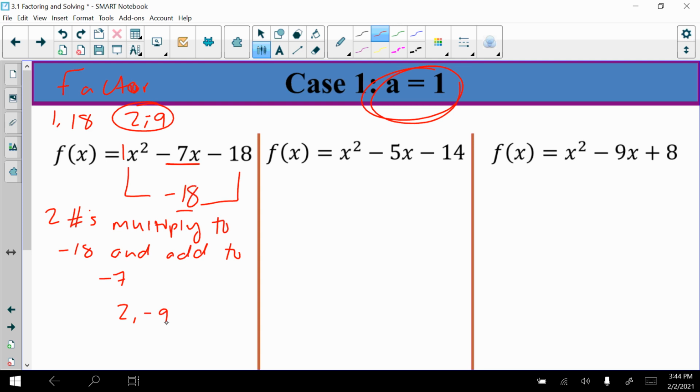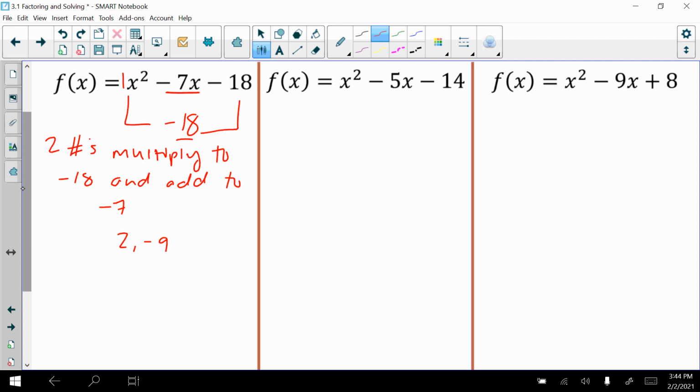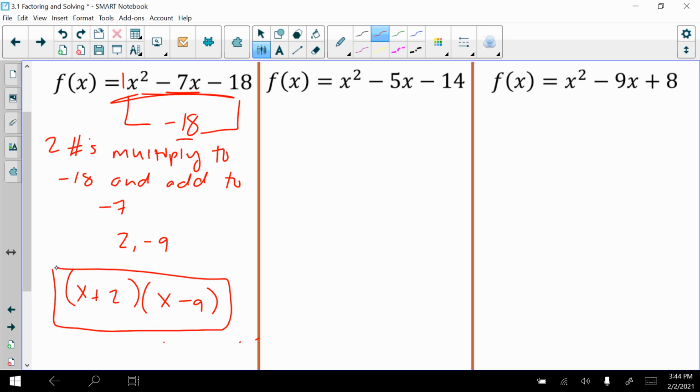All right? Once I get my two numbers, and this only applies for the easy case when A is 1, I am just going to rewrite my initial equation as two terms being multiplied together. It's going to be x plus my first number, 2, and x plus my second number. Since it's a minus 9, I know it's just going to be x plus negative 9, which is the same thing as x minus 9. And this is where I end.